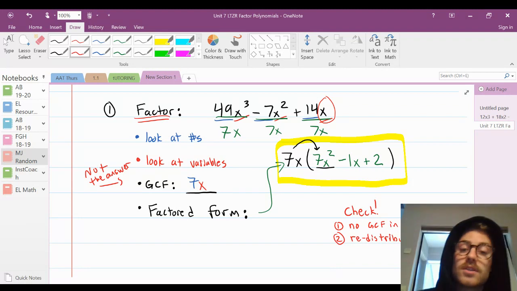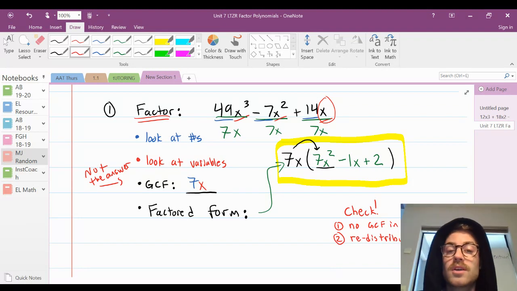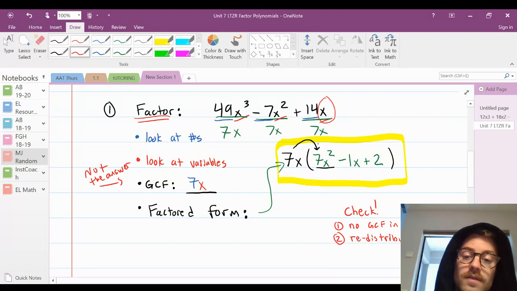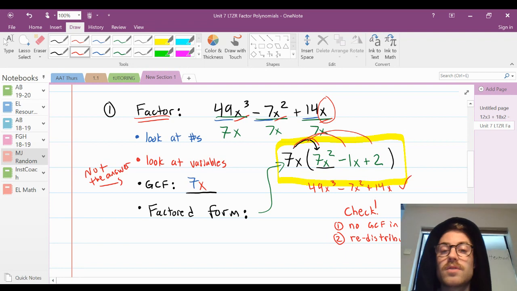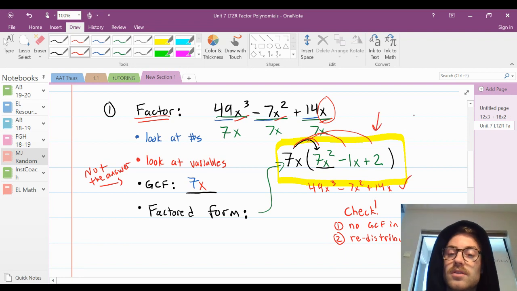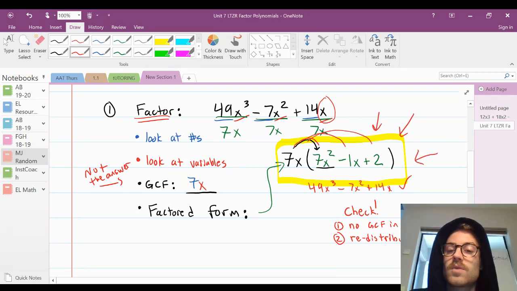The second way to check would be by redistributing your greatest common factor. If I distribute 7x back in, I should get back to my original expression, 49x cubed minus 7x squared plus 14x. Since I do, I know that I have the correct final answer of 7x times the quantity of 7x squared minus x plus 2.